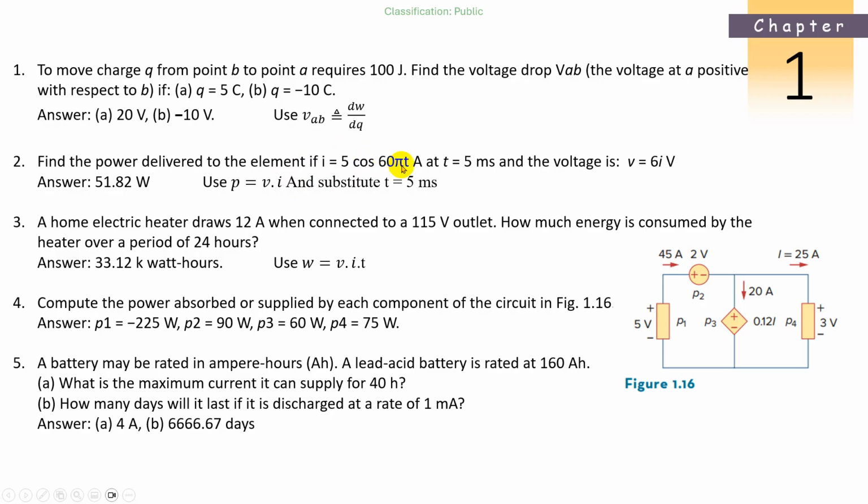30 cos square 60 pi t. So you will get power as 30 cos square 60 pi t. Now substitute t equal to 5 milliseconds. So 60 pi t. T is now how much? 5 milliseconds means 0.005.